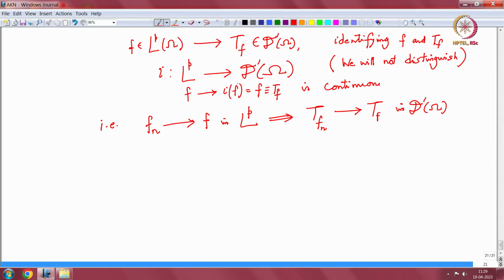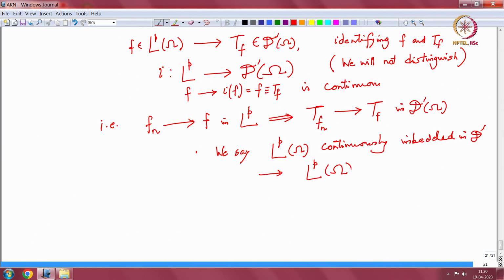So, if such an identity mapping is continuous, we say L^p of omega is continuously embedded in D prime, and we use the notation. Recall your basics: embedded in D prime.